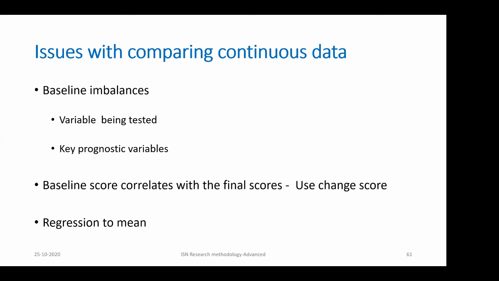Now, again, that will not settle our issue because there was a baseline imbalance. The proteinuria was high. Using the change score will not solve this issue of having a different level of proteinuria. We will come to that in the next couple of slides.